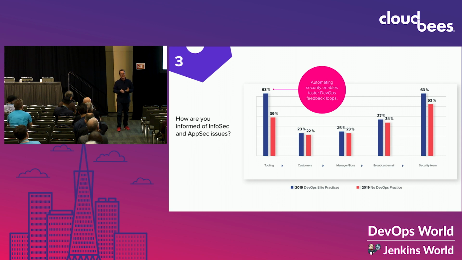So this is another kind of surprise finding when we started to look at the data and interpret it. We ask, and again, we're asking developers and DevOps pros, how are you informed about AppSec or InfoSec issues within your environment? We're not asking security people. Security people have security tools that they're using, and the tooling is going to tell them what's going wrong. We're asking the developers what's going on, right?